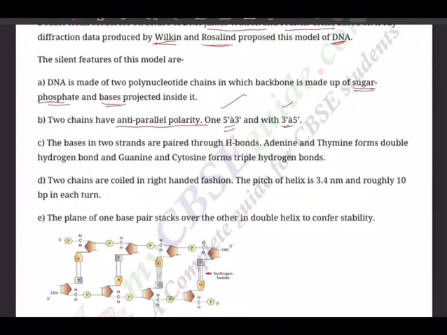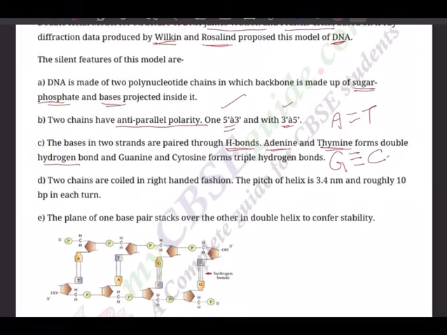As I said, the bases in the two strands are paired through hydrogen bonds. This is again a blessing for us. Hydrogen bond being a weak bond, if we supply just a little bit of energy, DNA breaks, and that's how DNA replication starts. Adenine and thymine form a double hydrogen bond, so between A and T there is a double hydrogen bond. Between guanine and cytosine, there is a triple hydrogen bond. Between G and C, there is a triple bond.